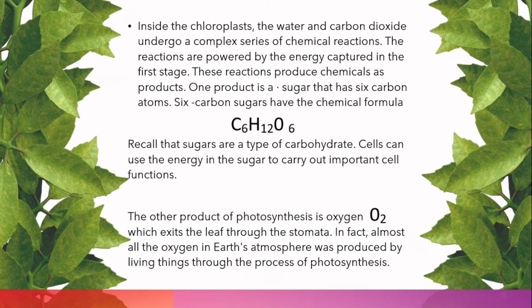The other product of photosynthesis is oxygen, which exits the leaf through the stomata. In fact, almost all the oxygen in Earth's atmosphere was produced by living things through the process of photosynthesis.